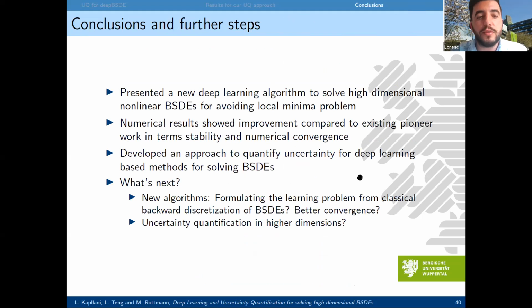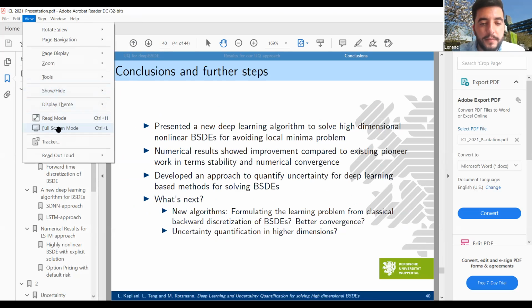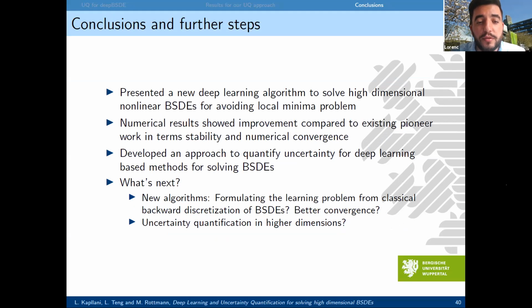And to conclude this talk, I presented a new deep learning algorithm to solve high-dimensional nonlinear BSDEs, such that the main motivation was to reconstruct and reformulate the problem so that we could avoid the local minima problem. And this we showed from the numerical results. Moreover, we also developed an approach to quantify uncertainty from deep learning-based methods for solving BSDEs.